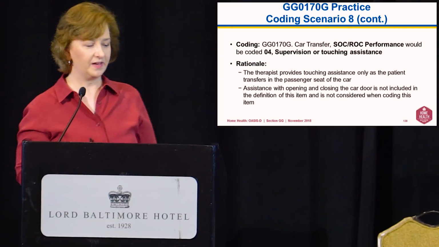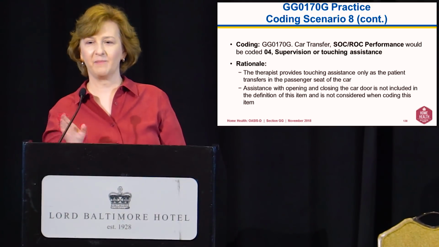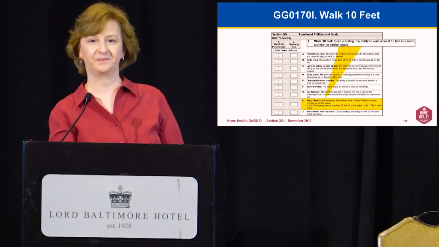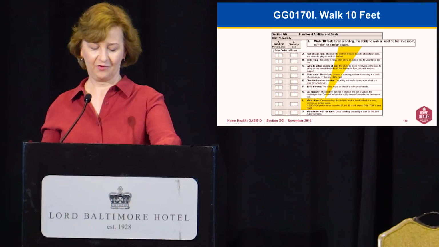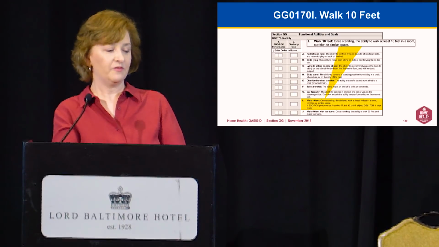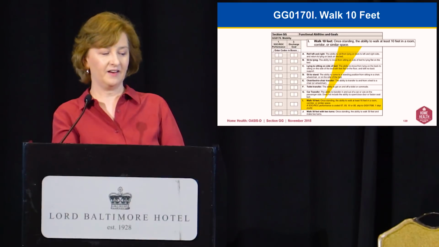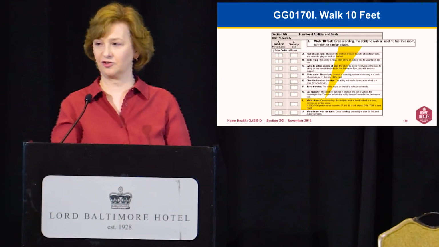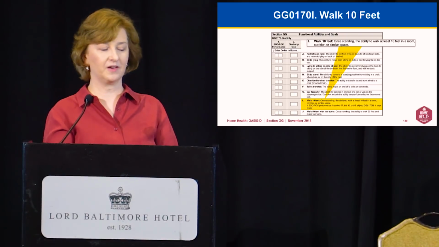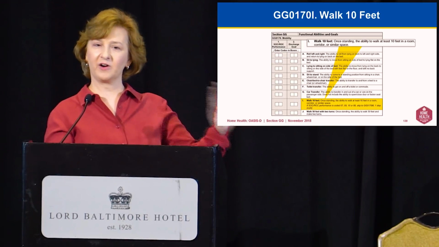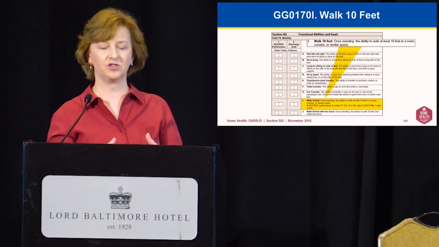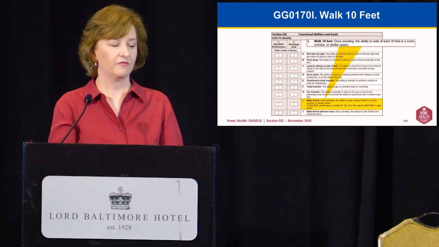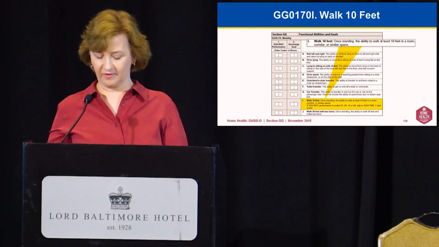Okay, great. So we finished off before break talking about car transfers, so we're going to pick up right after that with walking 10 feet. Walking 10 feet refers to the ability to walk at least 10 feet in a room, corridor, or similar space. And this activity actually starts after the person's in a standing position. So you've already covered transfers, and in this situation, the assessment of walking 10 feet, which is the first of several walking items, refers to once the person's in a standing position.